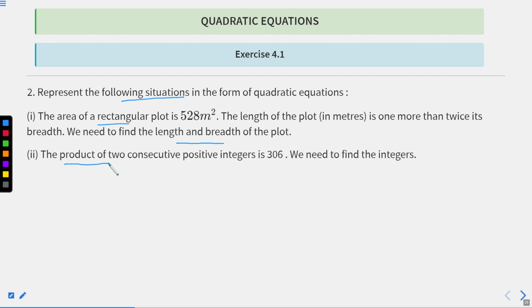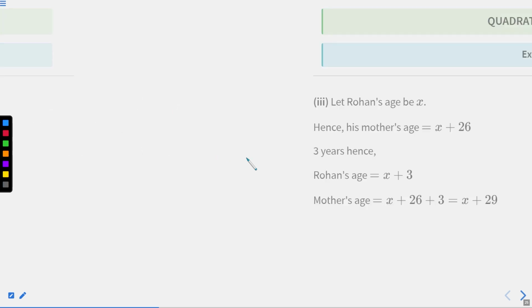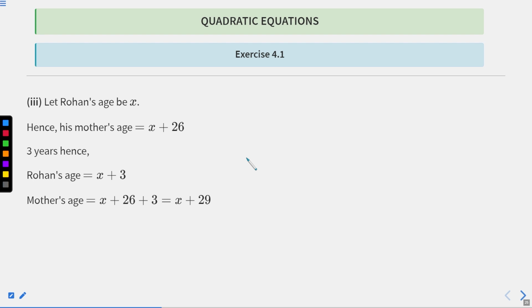Now let us see how to approach. Here we let the consecutive integers be x and x plus 1. It is given that their product is 306. So x times x plus 1 is equal to 306, and it implies x square plus x minus 306 is equal to 0. This equation is the representation of the following situation in the form of quadratic equation. Now let us move to question number 3.